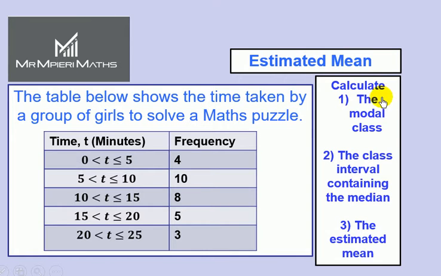Then over here, it says calculate the modal class. Remember the word here, modal, not mode. The reason for modal is because it's in groups now. Secondly, the class interval containing the median. And finally, the estimated mean.